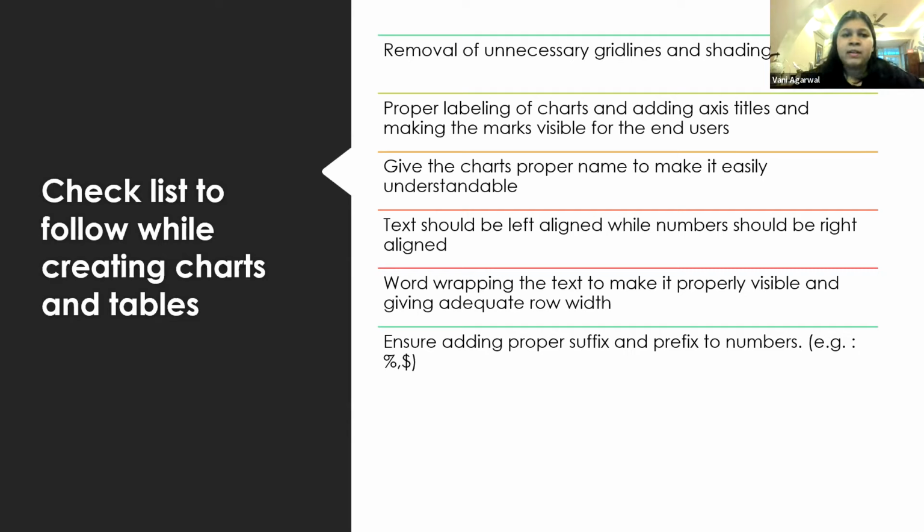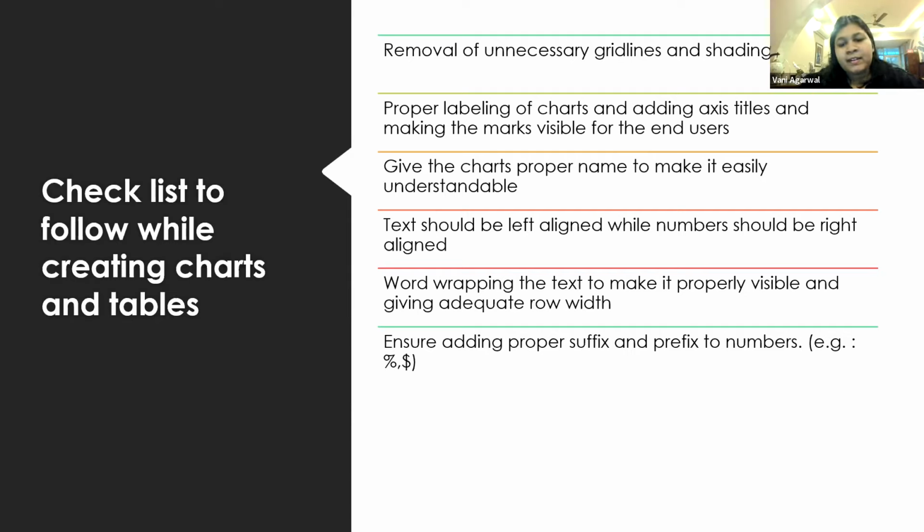Word wrapping. Word wrapping again is something which we all miss out very frequently. Whenever you add a text field, it's a good practice to word wrap, because sometimes the text is a bit longer and you cannot see the remaining text. It just becomes dot dot dot. If you word wrap, Tableau will make sure to add the extra text to the next line so that everything is completely visible to whoever is viewing your dashboard. And also make sure to make your row width and row height adequate so that the word wrap could actually work.